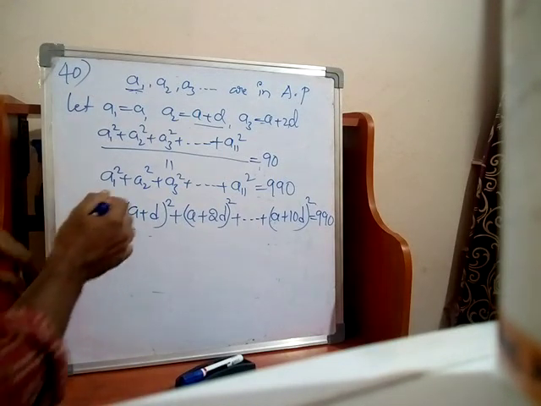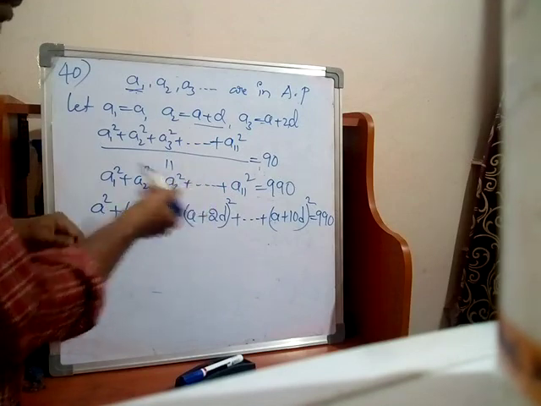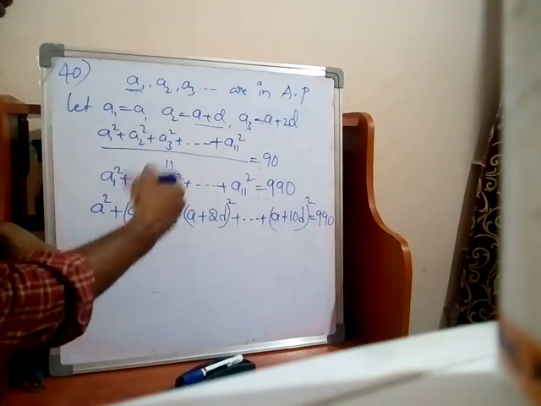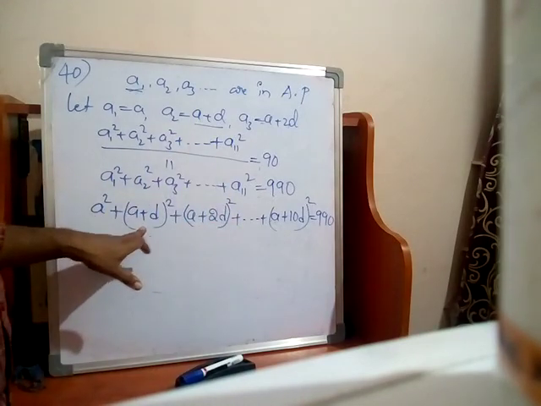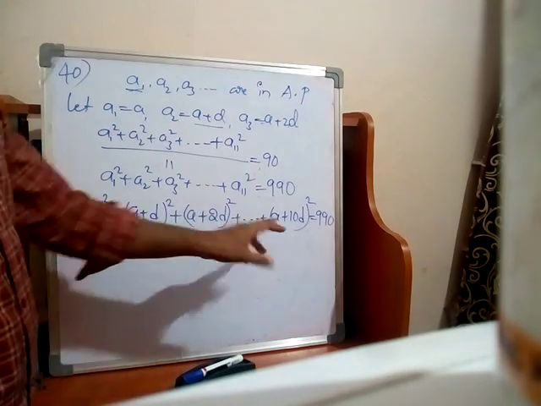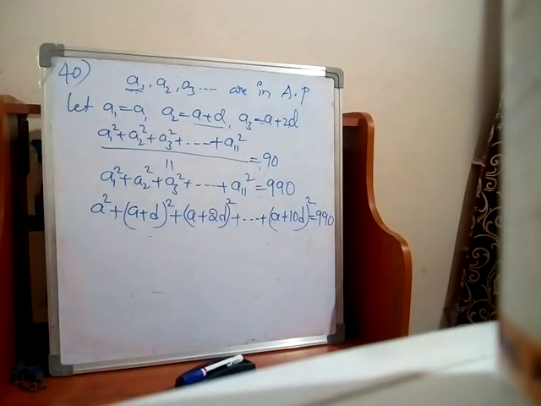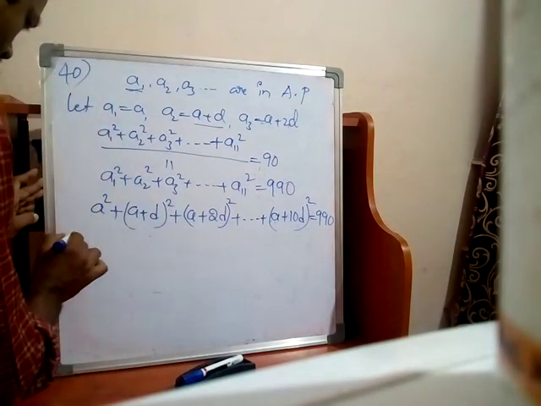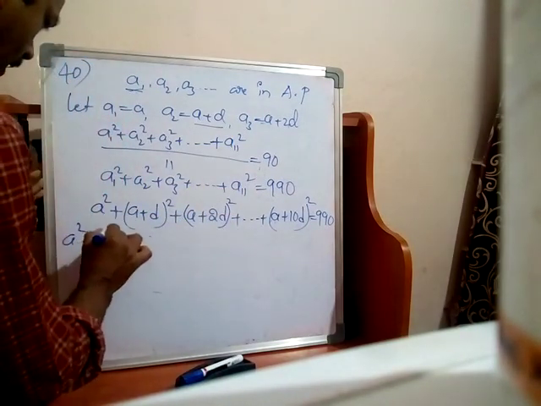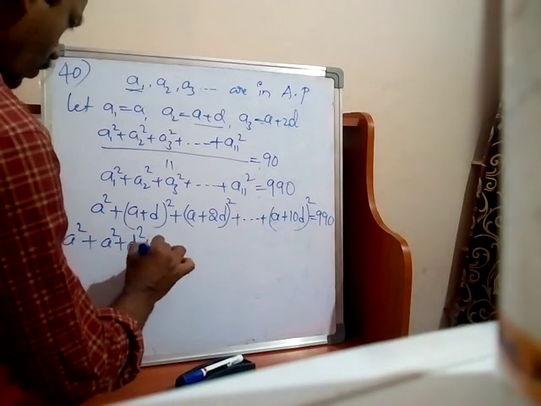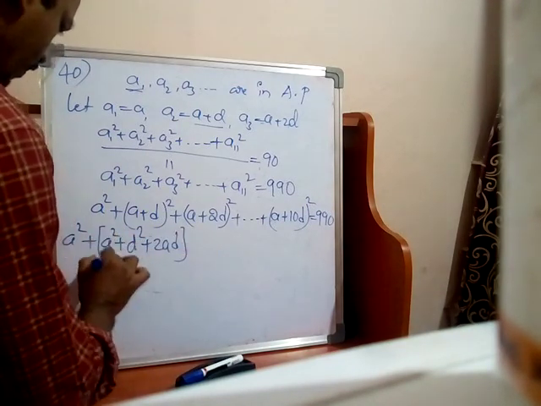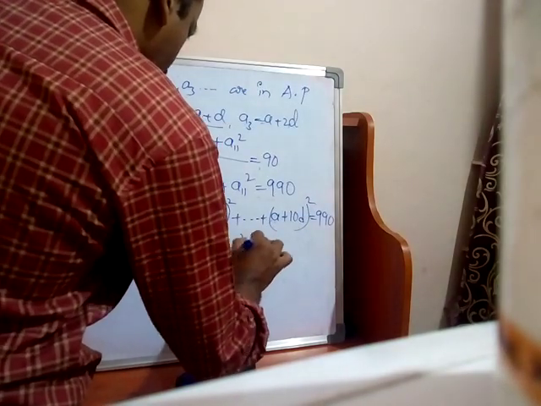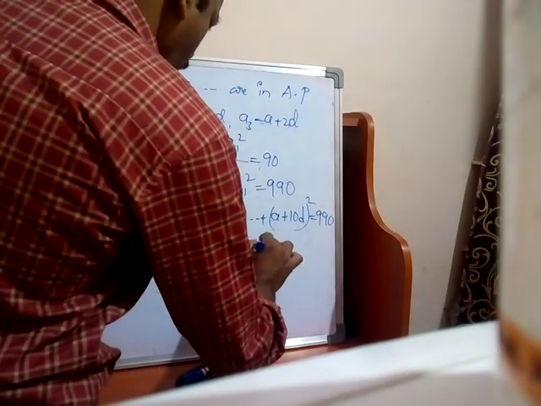Okay, and here square is there, so this is in the form of a plus b whole square. This is also a plus b whole square, this is also a plus b whole square. Means if you expand, the 2ab form is there: here 2ad, here 4ad like that, here 6ad, 8ad like that. Okay, so clearly if you expand one or two terms, a square plus b square plus 2ad, plus here a square plus 4d square b square plus 4ad.